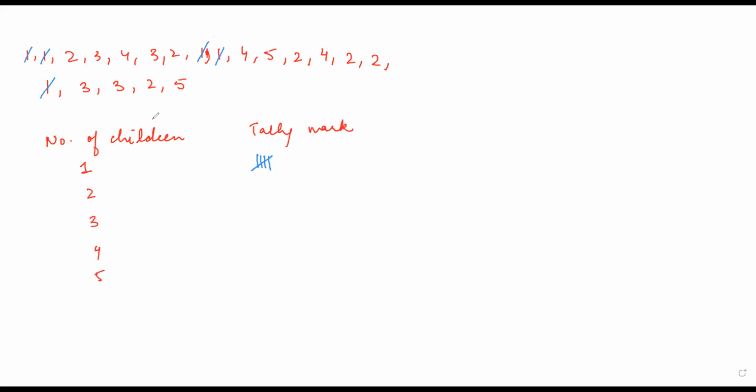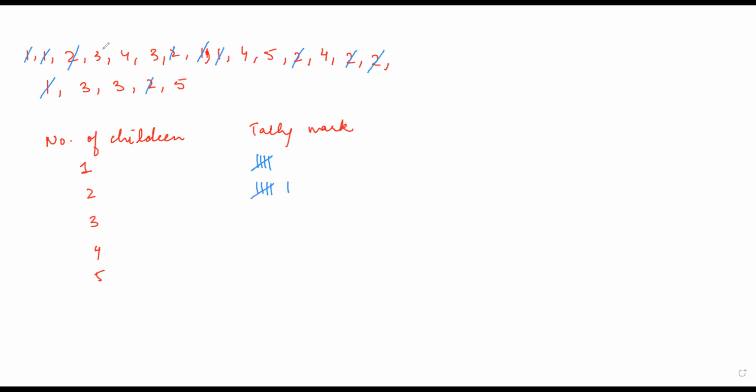Okay, now come to two children. The first two, put one bar. The second two, put one bar. The next two, put one bar. The next two, put one bar. The next two, the fifth one, it will come here like this. And then one more two, so one more mark, right?